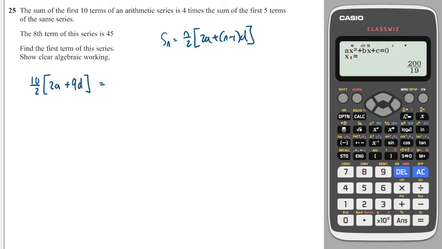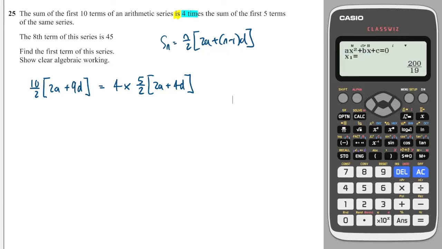And that is equal to 4 times the sum of the first 5. So that's 5 over 2, 2a plus n minus 1 is 5 minus 1, which is 4, so 4d. And let's simplify this a little bit, because on both sides we have that's times by 5, 10 over 2 is 5. And here we're timesing by 5 as well. So we can cancel those out. That's a times by 5 and that's a times by 5.